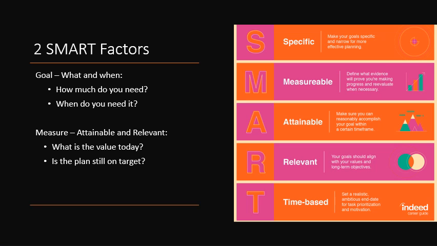The second part is measure, attainable and relevant. What is the value today and is the plan still on target? Again, you're talking about the shortfall, the progression. And when you're talking about measure, none of those two questions, what is the value today and is the plan still on target, talk about the original investment, because by now it should not matter. It doesn't matter as long as that shortfall is reducing.